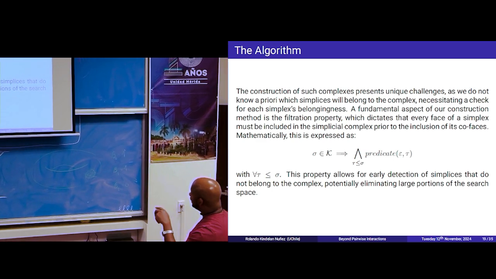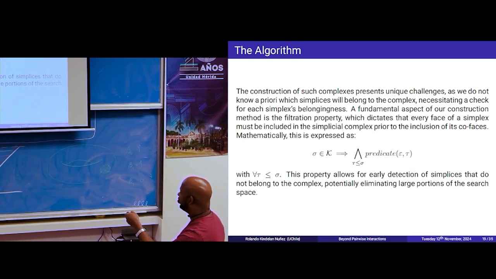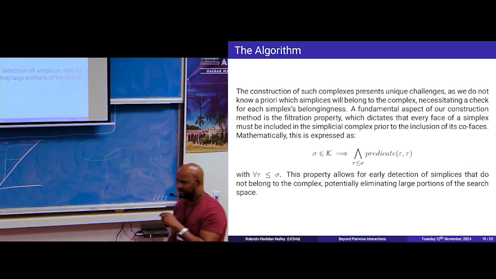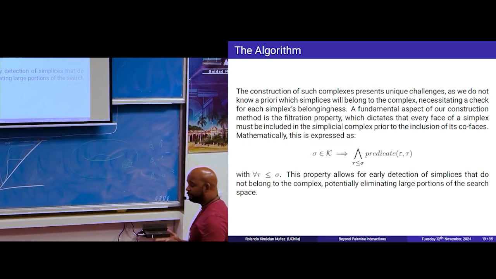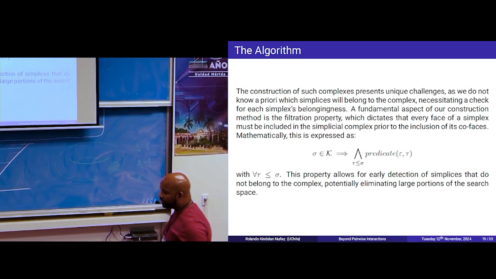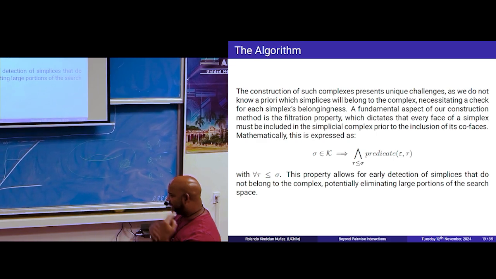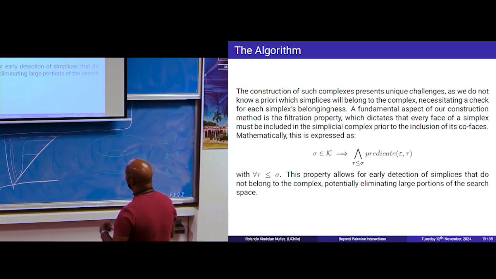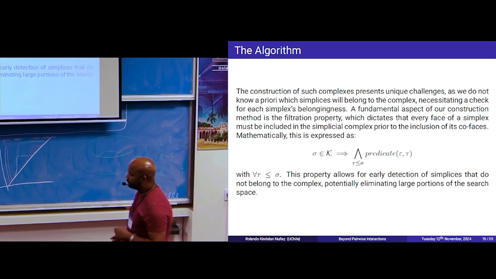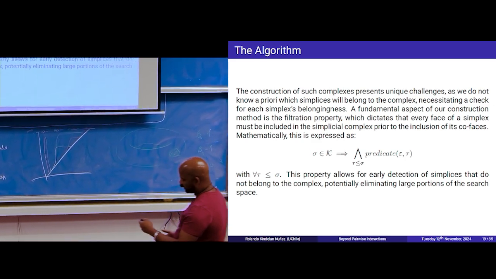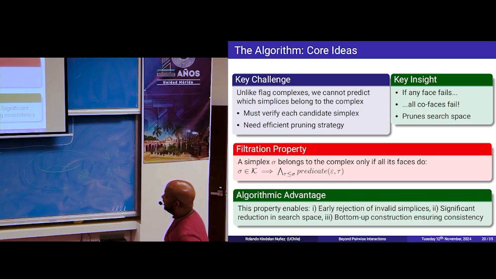This also tells us another thing. When any of the faces fails to satisfy the predicate, that means that any coface of that face will not belong to the complex either. So if we follow the order that we were talking about at the beginning, we will guarantee that we have a way to skip a lot of simplices that do not belong to the complex. That's why we do these kinds of things.